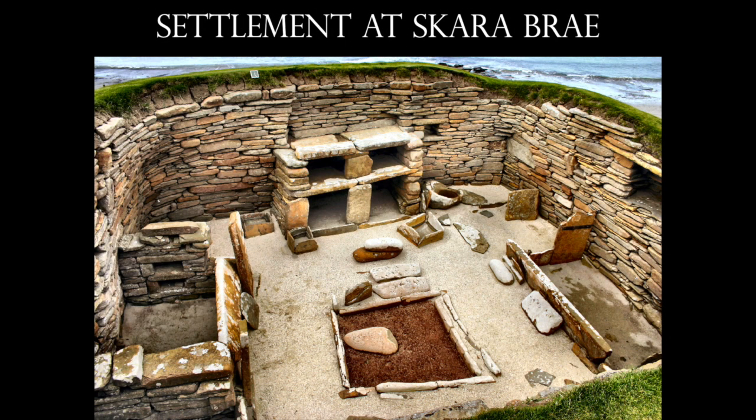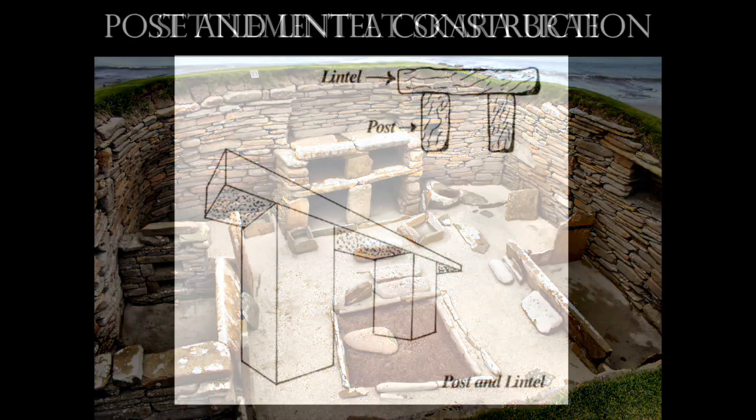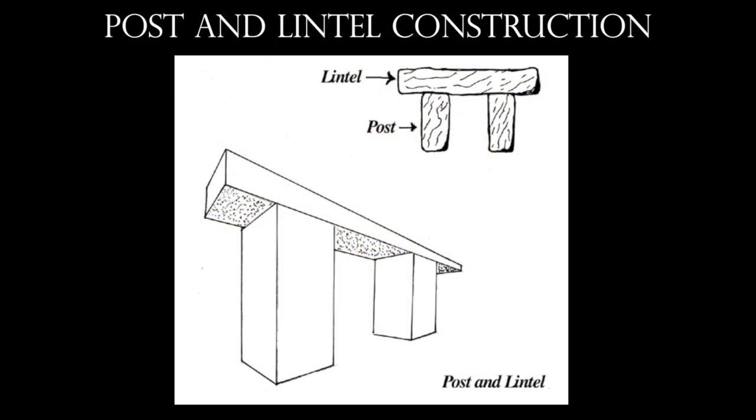Also here at the settlement at Skara, when we look at the back wall, we have a bookcase looking element, a cabinet in a way, and that's created with what's called the post and lintel system. The post and lintel system is something we're going to see throughout ancient architecture, but it's also something that we remember as building as kids. It's a very fundamental idea that the posts are upright and they support a crossbeam called the lintel.